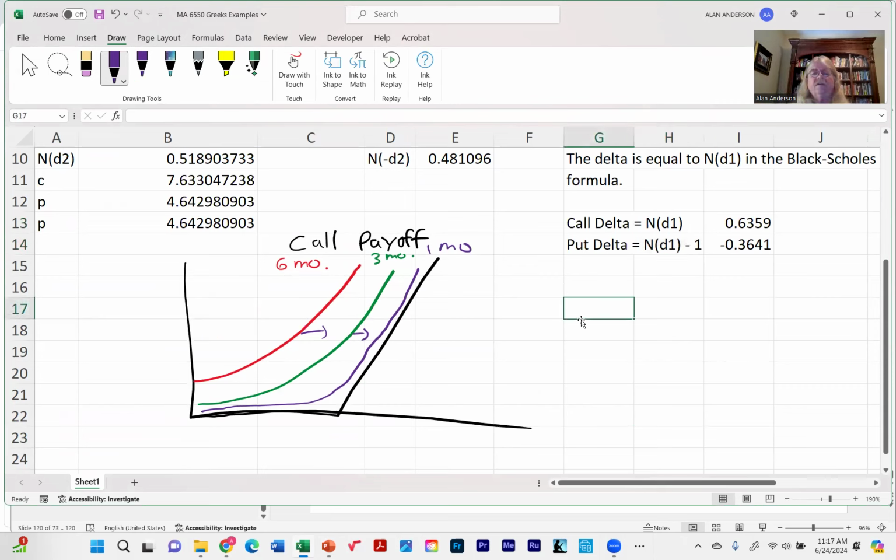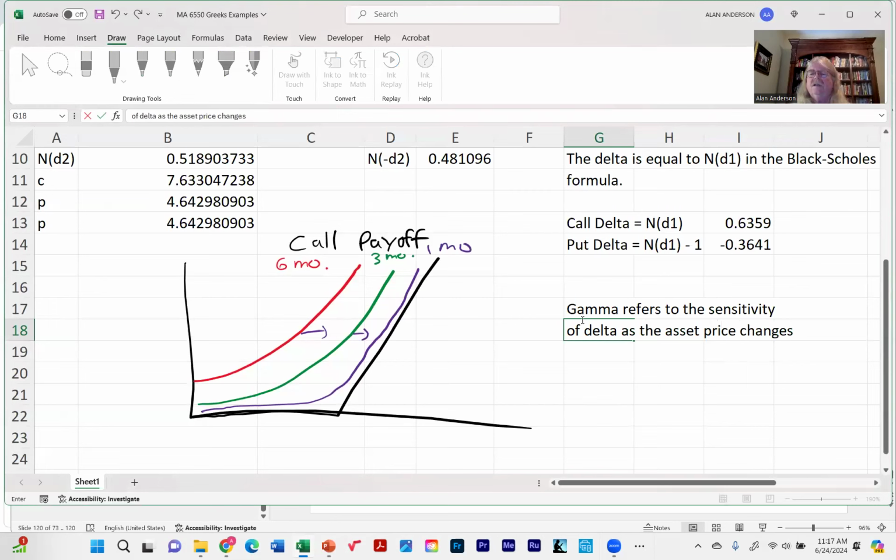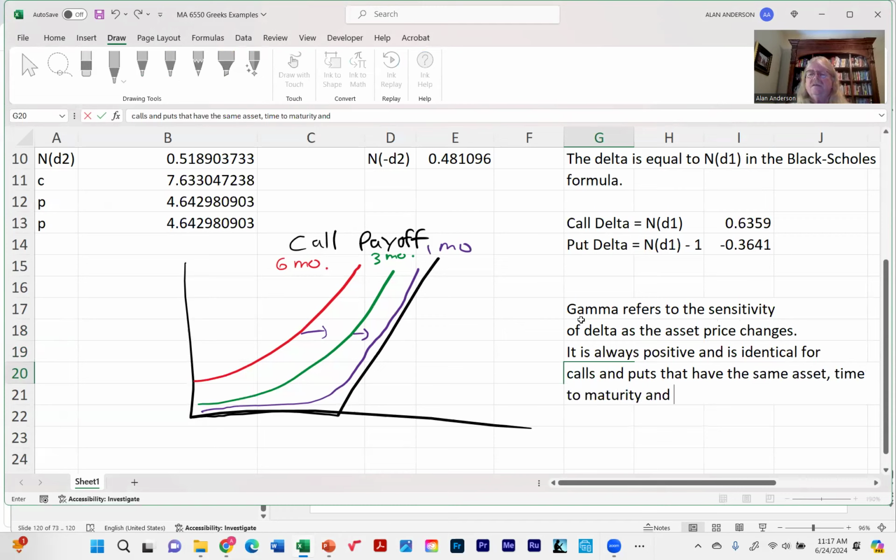So actually, let me just mention this here. Gamma refers to the sensitivity of delta as asset price changes. It is always positive and is identical for all inputs that have the same asset, same time to maturity, and same strike price.